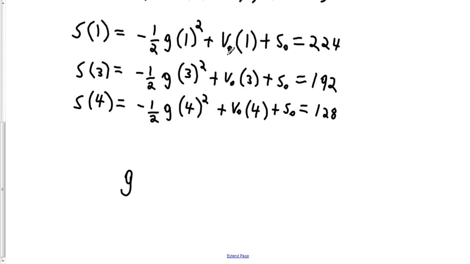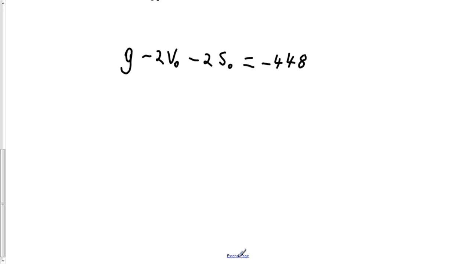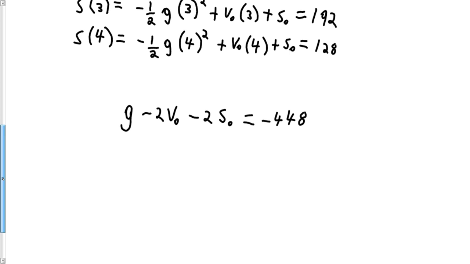Negative 2 times this would give me negative 2 v sub 0, and negative 2 times this would give me negative 2 times s sub 0. And this is equal to, when I multiply this by negative 2, negative 448. So there's my first equation simplified a little bit, the first equation in my system.